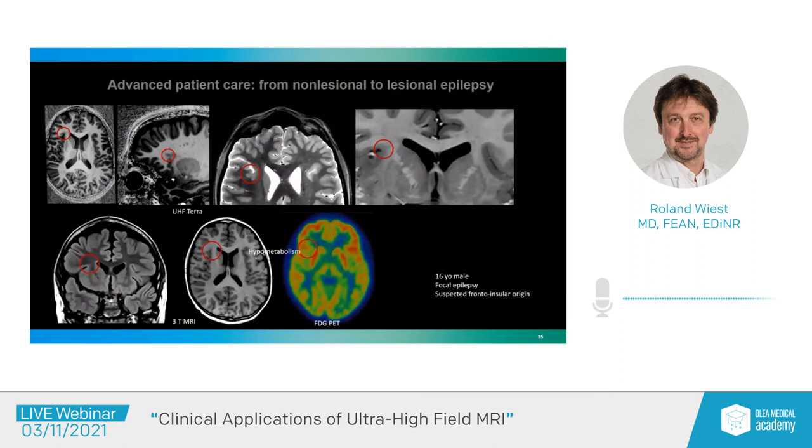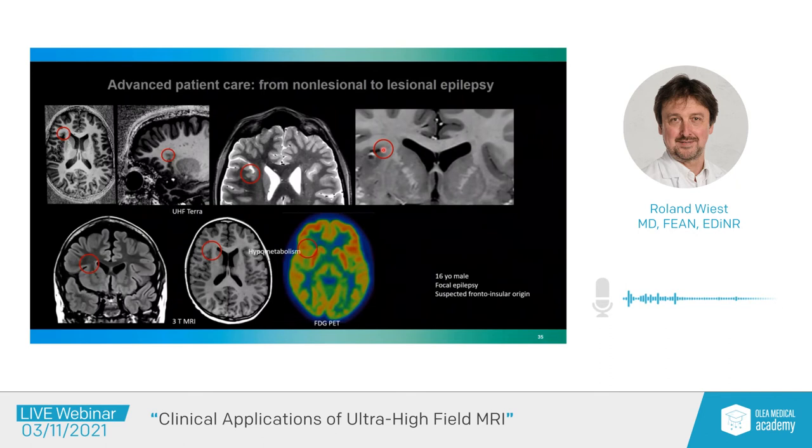And a third case over here. This was, I think for me, a very impressive one because this was a 16-year-old male with focal epilepsy that was suspected to have a frontal insula origin. Once we performed the ultra-high field MR, we easily saw that there is a focal cortical dysplasia over here. There's a blurring of the gray-white matter zone in the anterior insula. And this was clear, so this is a focal cortical dysplasia.